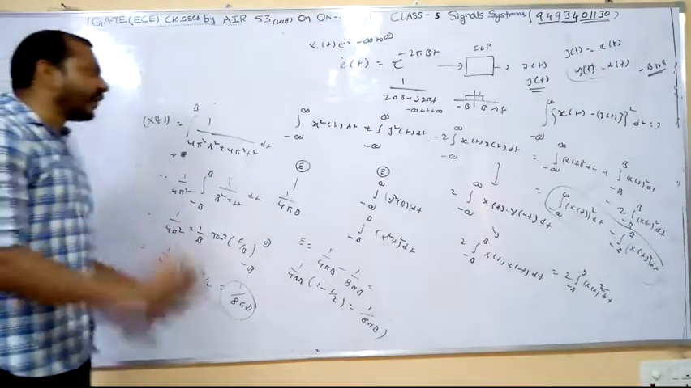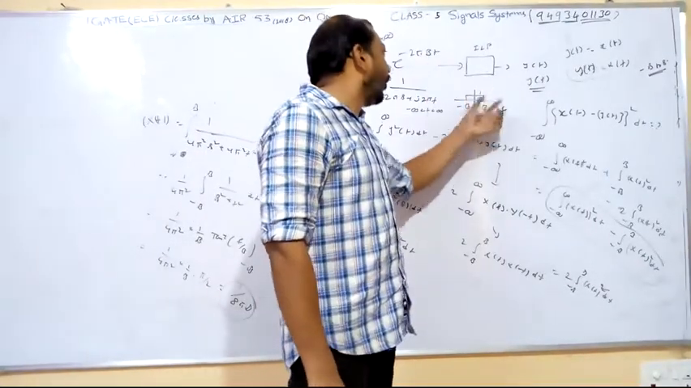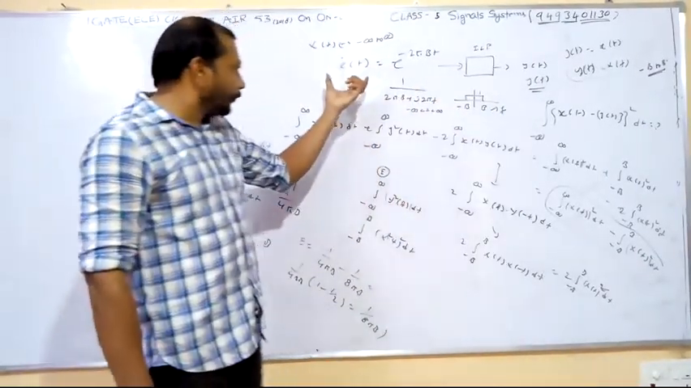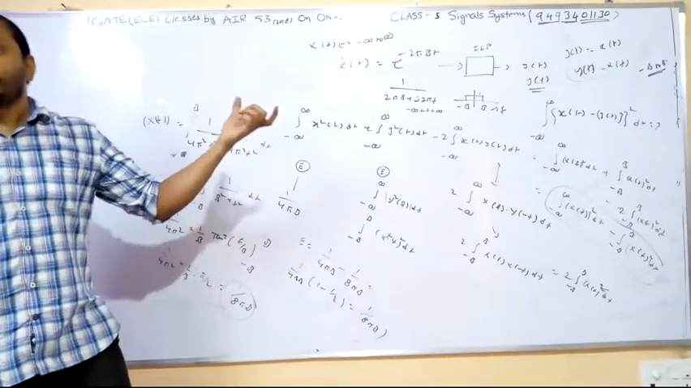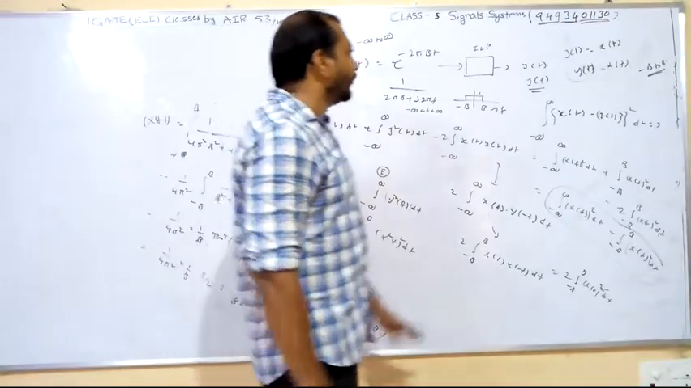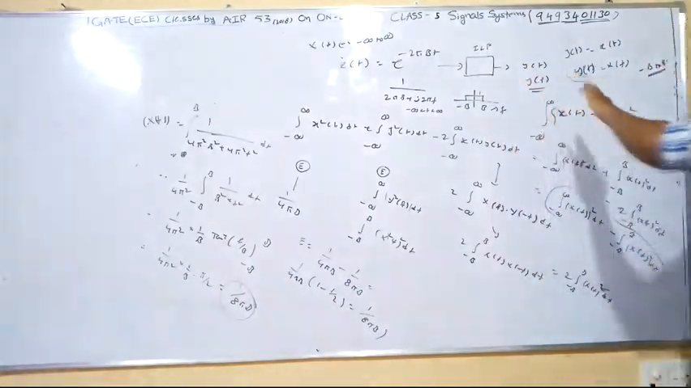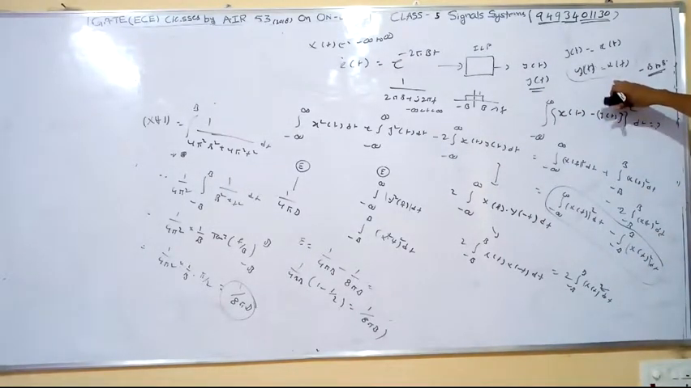What we have learned is that the signal is passing through an ideal low pass filter. So the output is also the input signal only, with limits from minus b to b, because this ideal low pass filter has limits from minus b to b. So directly you have to write that the corresponding output is Y of f equal to X of f from minus b to b only.